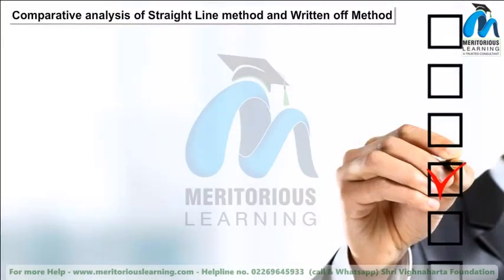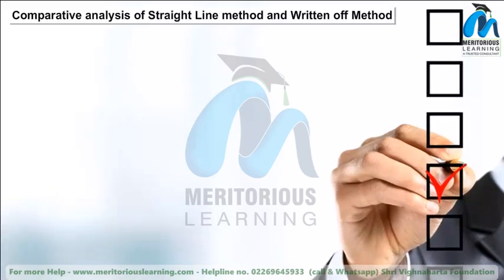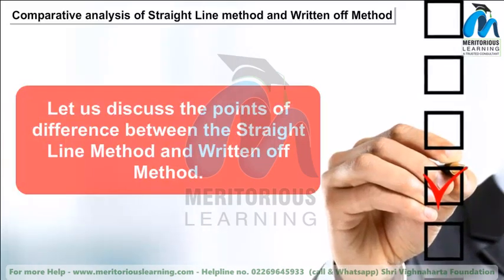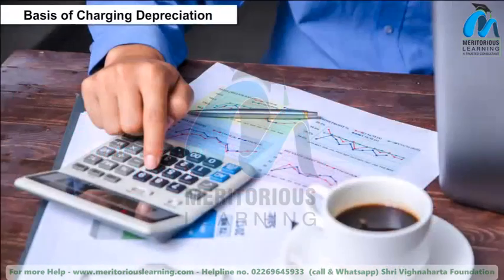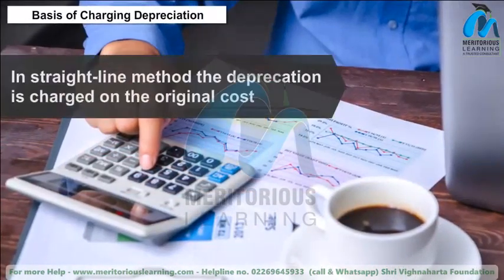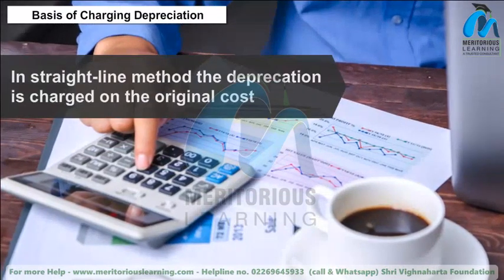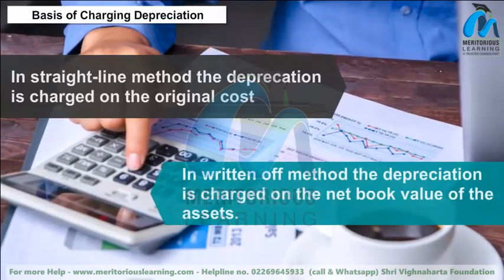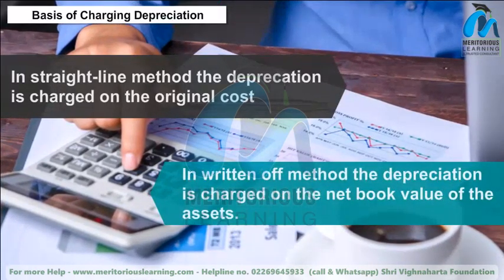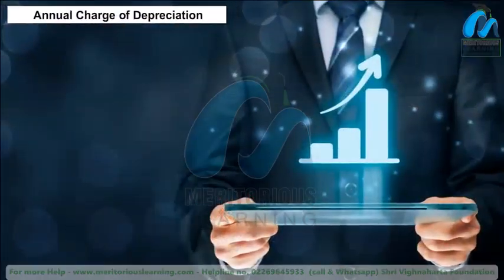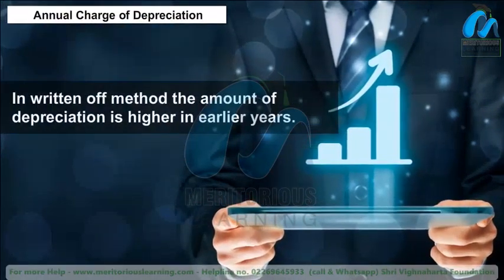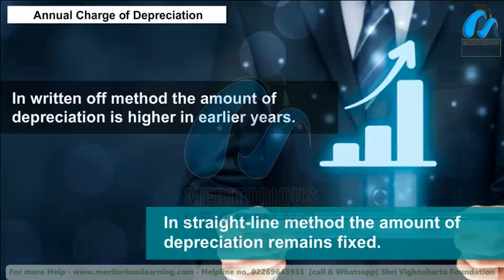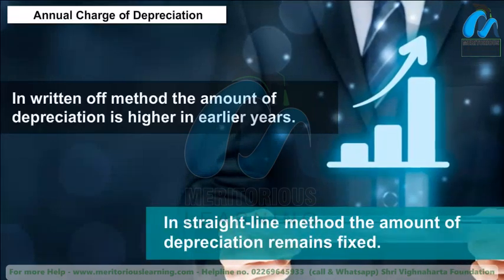Comparative analysis of straight line method and written down value method. Let us discuss the points of difference between the straight line method and written down value method. Basis of charging depreciation. In straight line method, the depreciation is charged on the original cost, whereas in written down value method, the depreciation is charged on the net book value of the assets. Annual charge of depreciation. In written down value method, the amount of depreciation is higher in earlier years, whereas in straight line method, the amount of depreciation remains fixed.